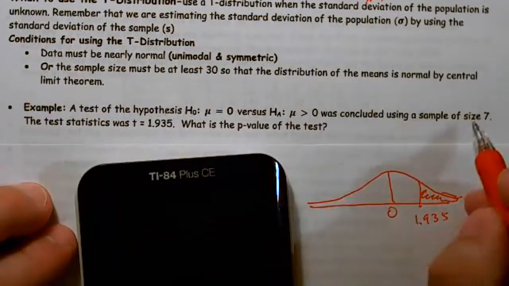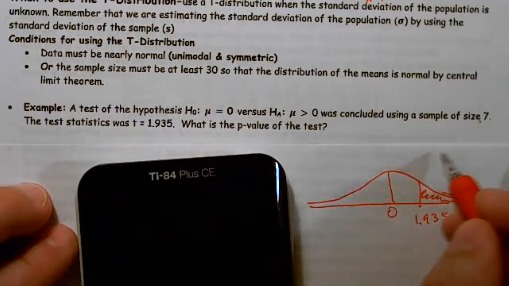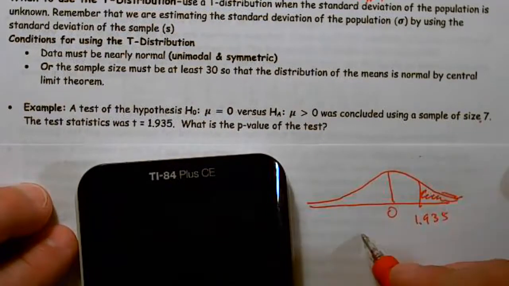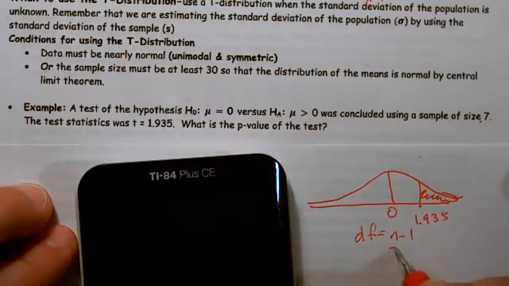And the other thing that I need to note is my sample size was 7. For a one sample t, the degrees of freedom is n minus 1. So in this case, 7 minus 1 equals 6.